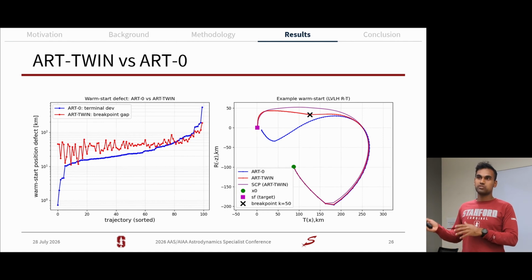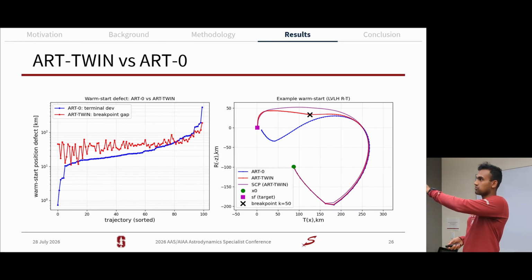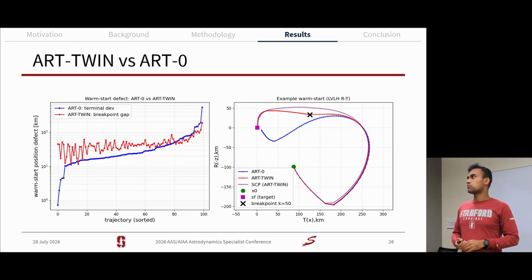First we compare ART twin to ART zero. Again, this is the original version of ART that just propagates forward only. And so we can see on the right-hand side, just as one example, how ART zero in the blue, propagating forward, doesn't quite reach the terminal state. Whereas ART twin in red generates one arc from the initial state and one arc from the terminal state, so of course it satisfies those endpoints, but has a discontinuity in the middle that requires patching.